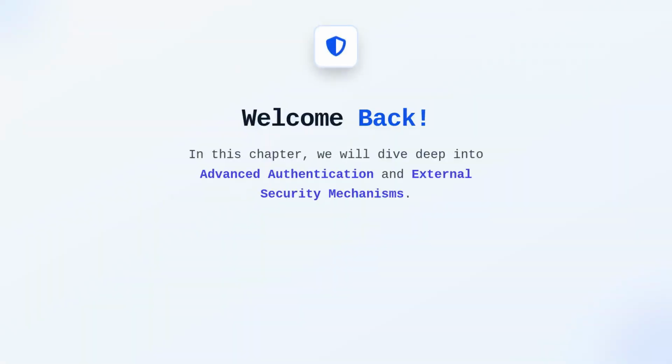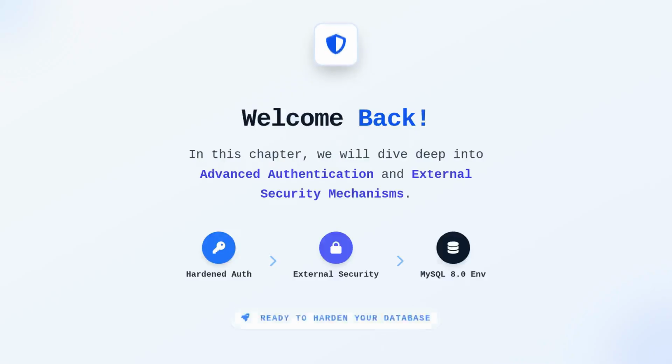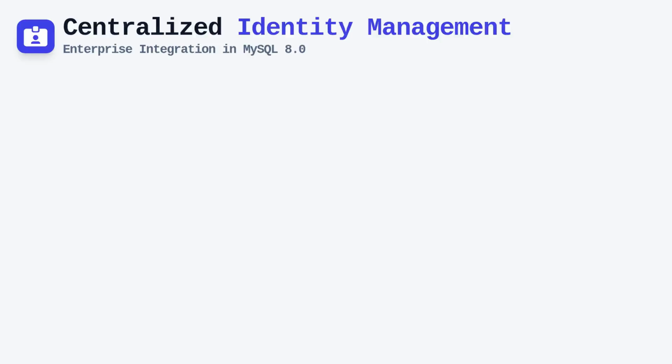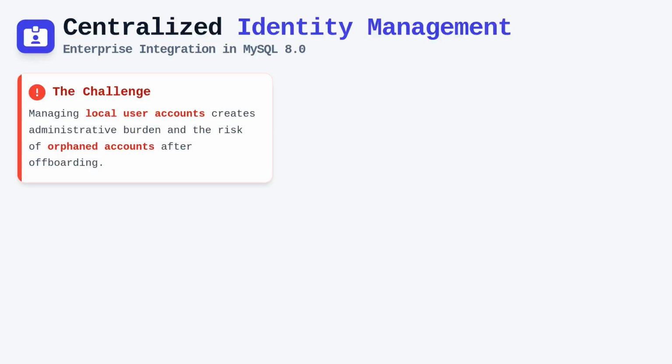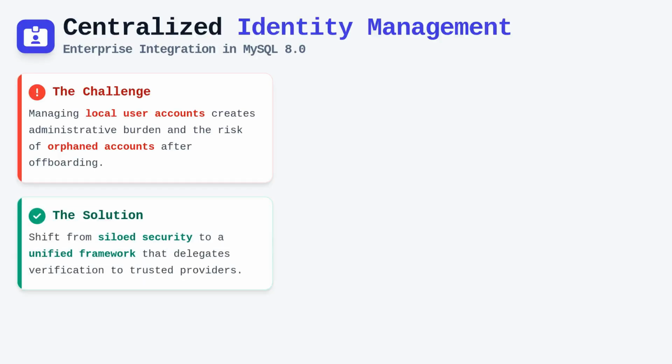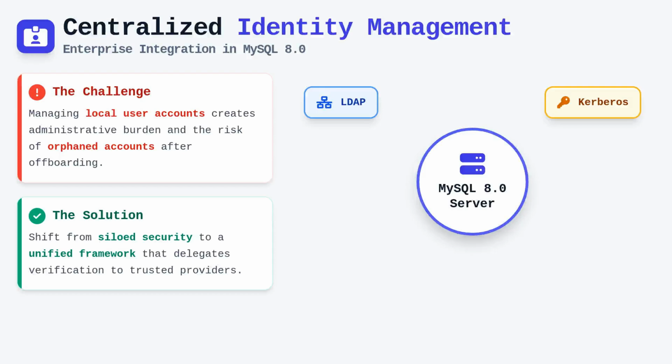Welcome back. In this chapter, we explore advanced authentication and external security mechanisms to harden your MySQL 8.0 environment. Centralized identity management is a frequent requirement in enterprise environments where maintaining local user accounts becomes an administrative burden. MySQL 8.0 addresses this by supporting integration with existing infrastructures such as LDAP, Kerberos, and PAM. These external authentication plugins allow the server to delegate the verification of credentials to a trusted domain controller or identity provider, instead of checking a local password hash.